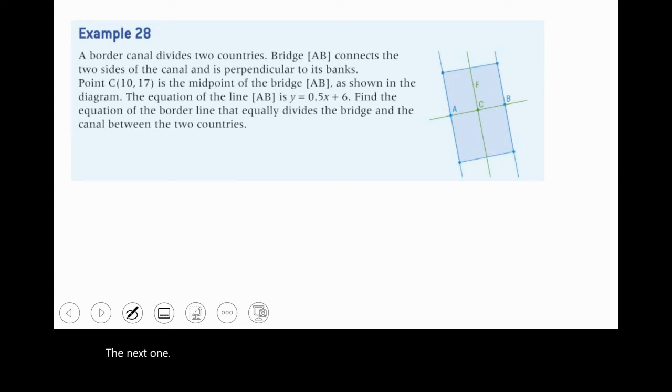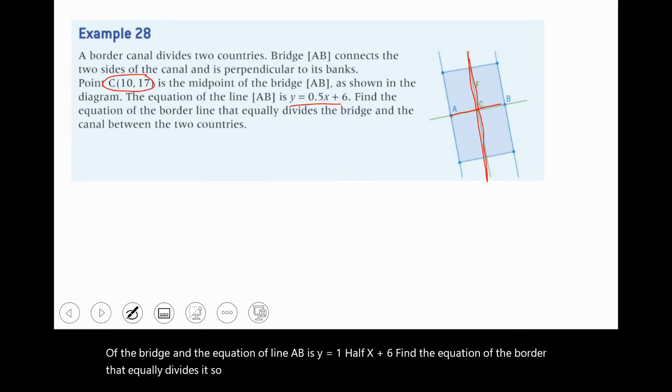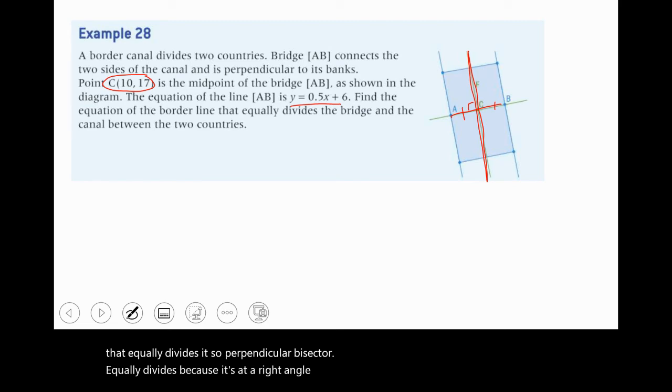A border canal divides 2 countries. Bridge AB, that's this bridge, connects to its banks. Point C is the midpoint, so they're giving us the midpoint of the bridge. And the equation of line AB is y equals 1/2 x plus 6. Find the equation of the border that equally divides it. So perpendicular bisector equally divides because it's at a right angle and it goes through the midpoint.